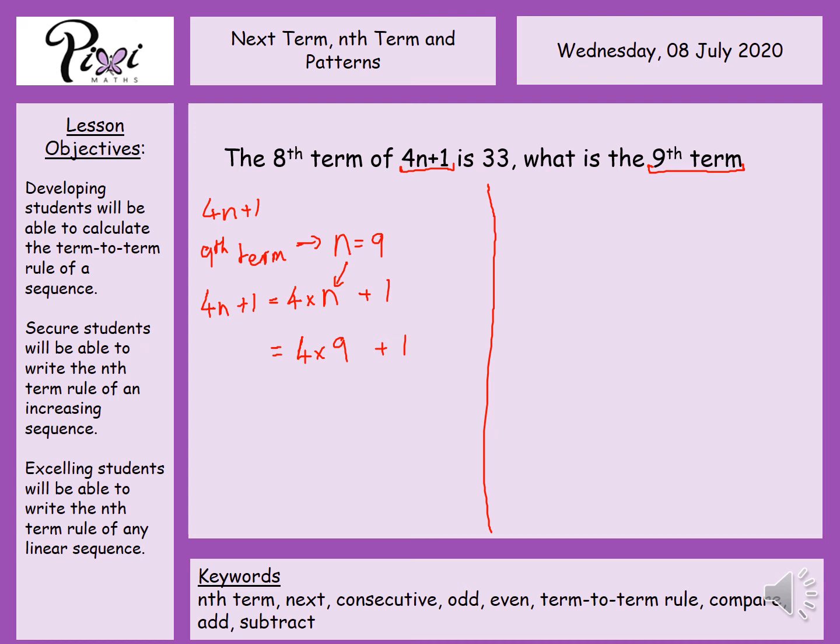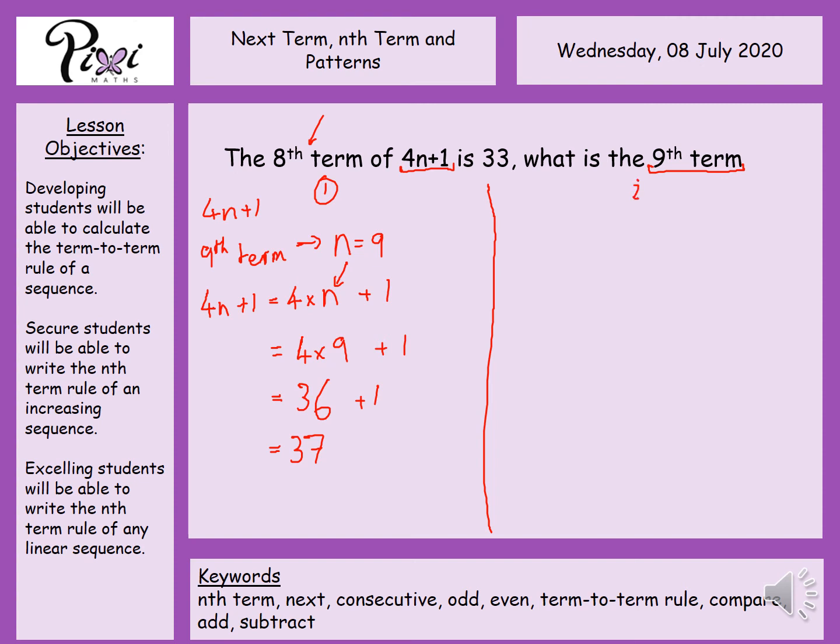So now all we need to do is the calculation. So 4 times 9, we do that first because of BIDMAS, so we've got 36 and then plus 1, so that gives us 37. So we've got our final answer. The 9th term of this sequence is 37. So we didn't really use the fact that the 8th term is 33. So this was method 1, and if we weren't told anything about the 8th one, this would be the only way we could do it, and that would be a really good way to do it.